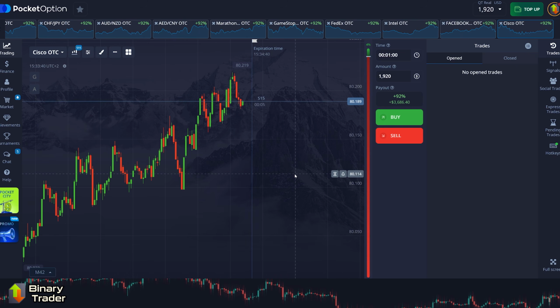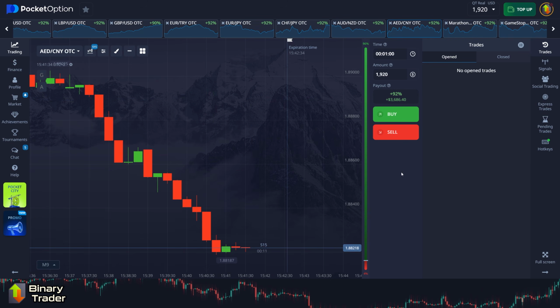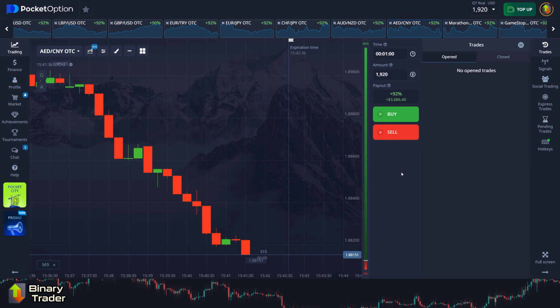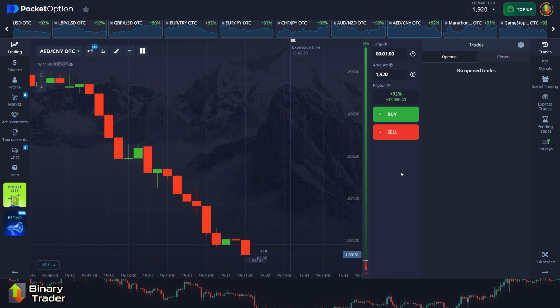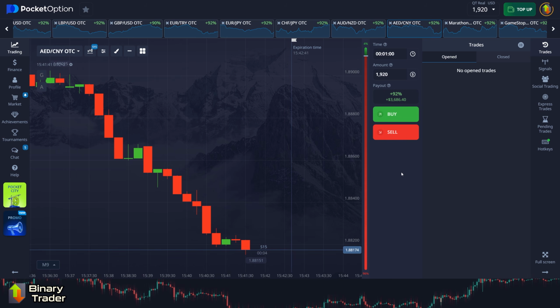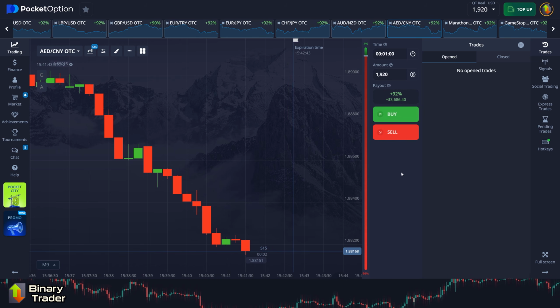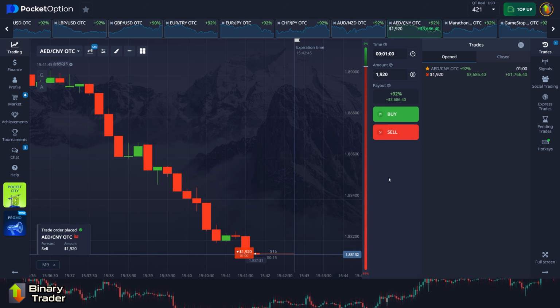Let's move to a different example. Market is in a clear downtrend here. I wait for a strong bearish candle, and if there is no sign of a potential reversal, then I place a trade with the trend. This gave me enough confirmation to take a sell.